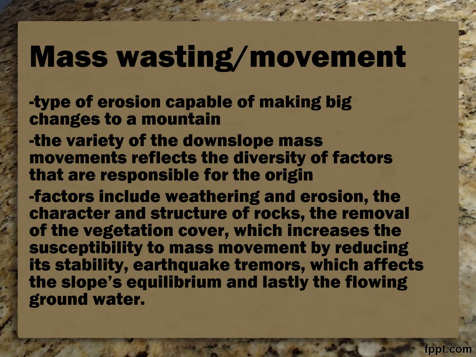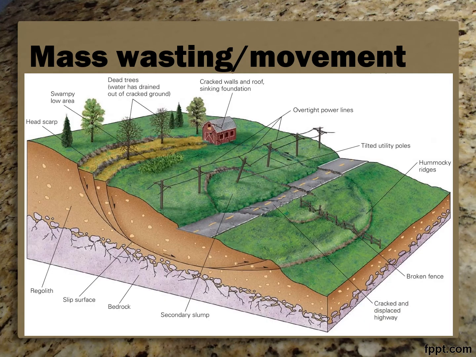We have now another, which is mass wasting or mass movement. Type of erosion capable of making big changes to a mountain. The variety of downslope mass movements reflects the diversity of factors that are responsible for the origin. Factors include weathering and erosion, the character and structure of rocks, the removal of vegetation cover, which increases the susceptibility to mass movement by reducing the stability, earthquake tremors, which affects now the slope equilibrium, and lastly, flowing of groundwater. Ayan.